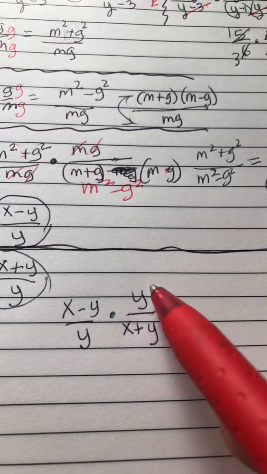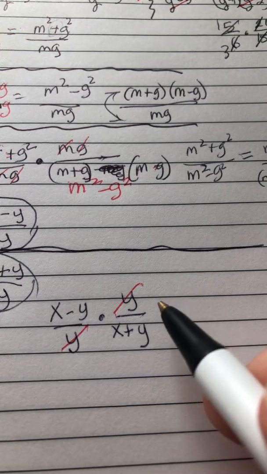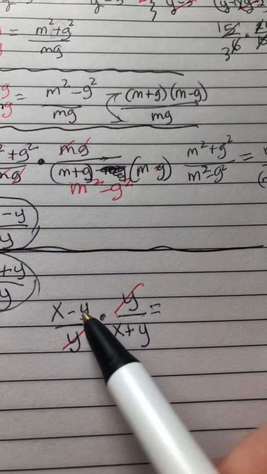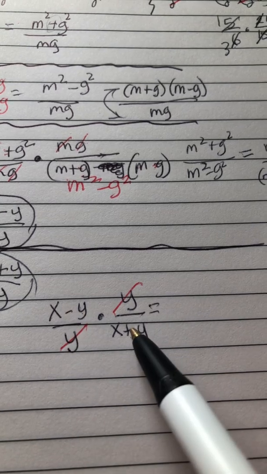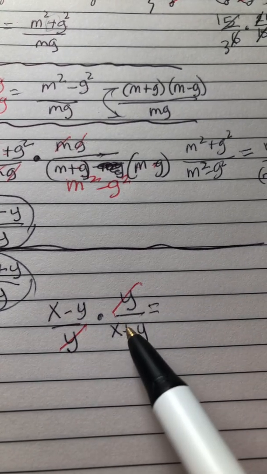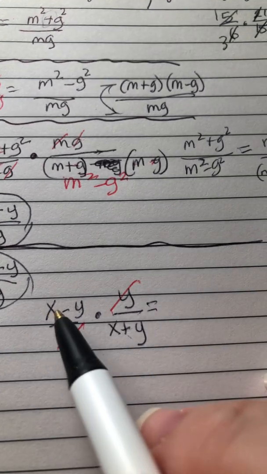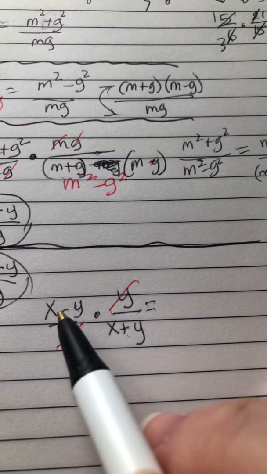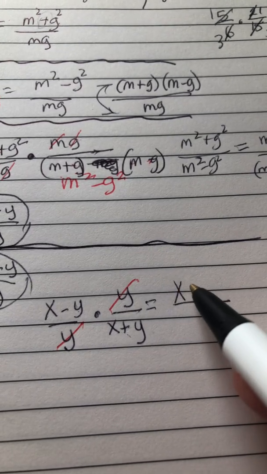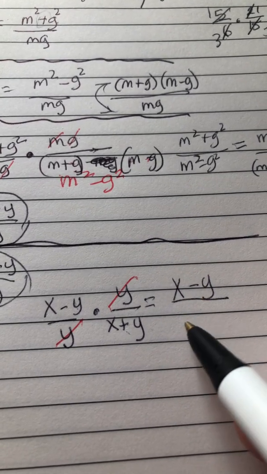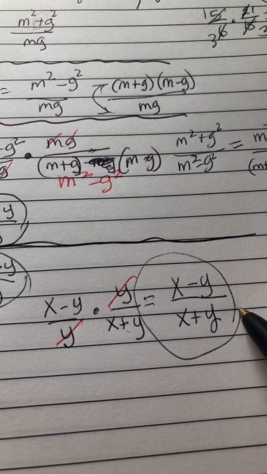And then eliminate anything they have in common. And I can't stress this enough. These cannot be eliminated because they have addition and subtraction. And if they both said minus or they both said plus, then we could eliminate the whole set. But we can't eliminate pieces of anything that are involved with addition and subtraction. So we have x minus y left on top and x plus y left on the bottom, and that's our final answer.